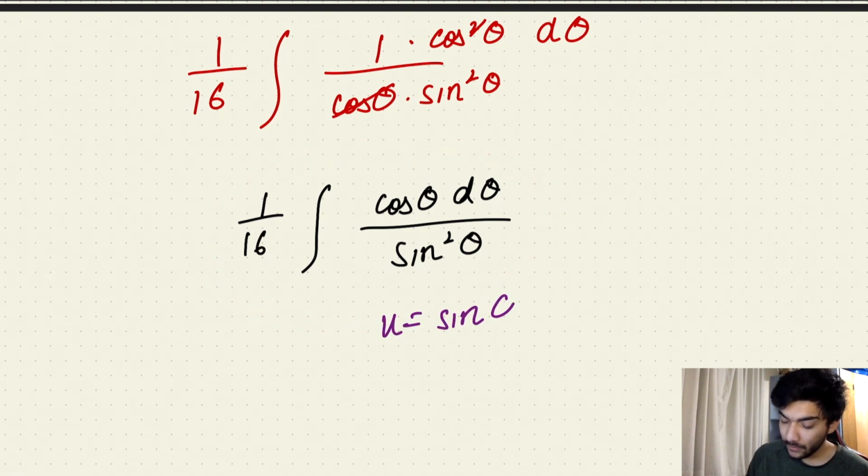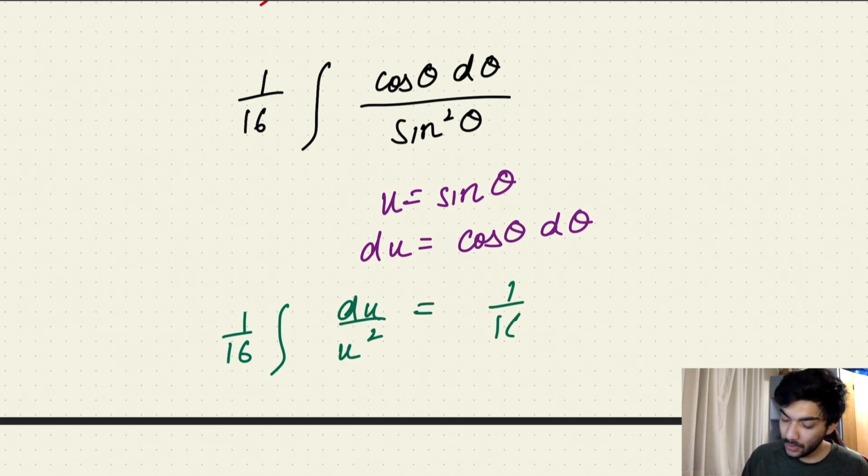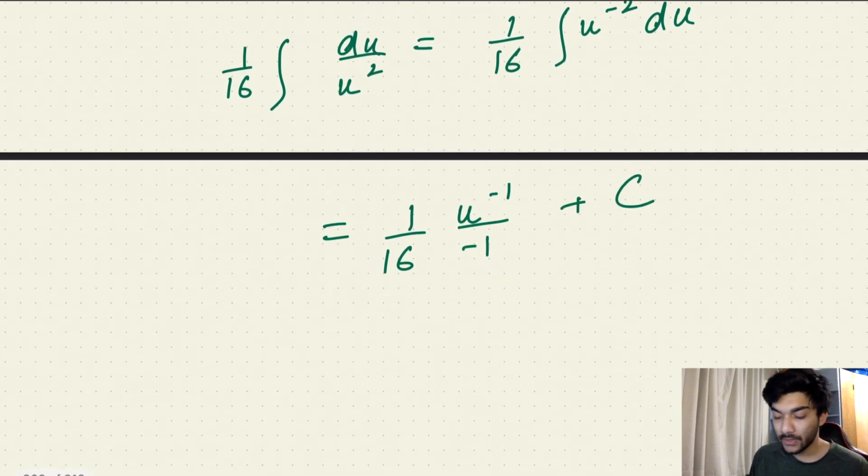So we'll do that. We'll assume our u to be sine theta. If we assume our u to be sine theta, we know that du is cos theta d theta. So this integral will be simplified to calculating 1 by 16 times the integral of du upon u square, and then if you want to calculate this integral, it would be 1 by 16 times integral of u to the power minus 2 du, which is simply, using the power rule, u to the power minus 1 upon minus 1 plus the constant of integration, right?